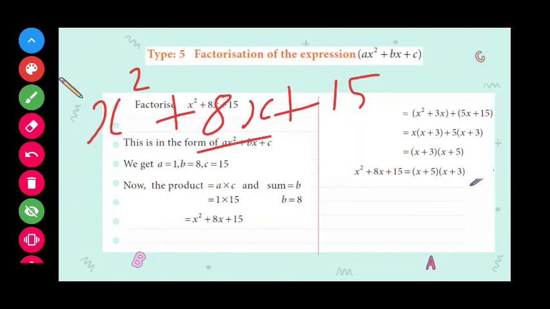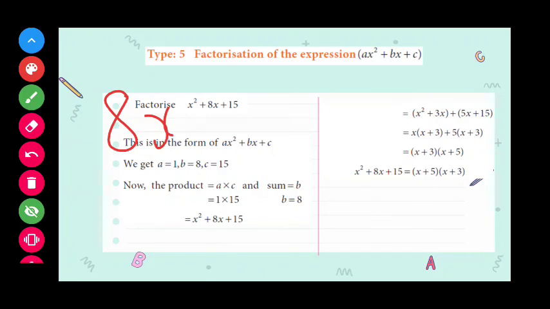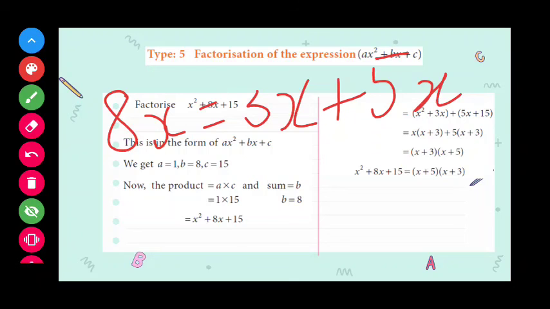Now you have to split this 8x into two terms such that both the terms are factors of 15. So what are the factors of 15? The factors of 15 are 3 and 5. How can you write 8x in terms of 3 and 5? 8x can be written as 3x plus 5x. Clear?